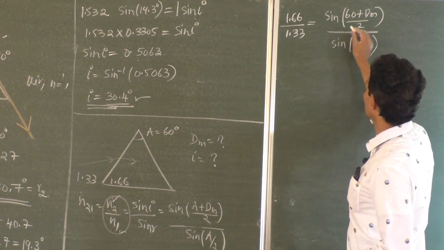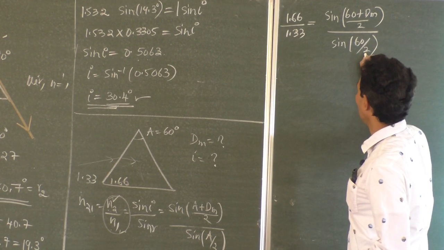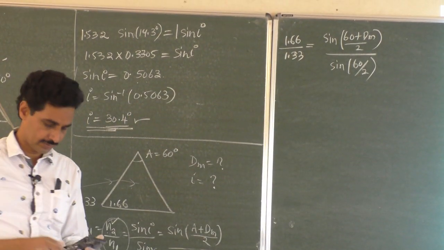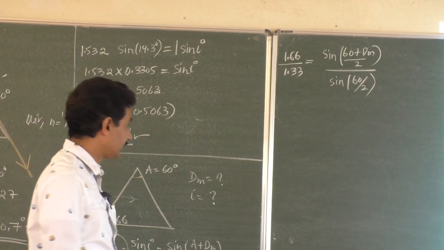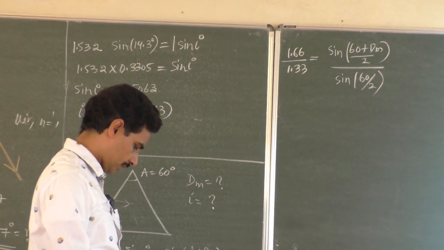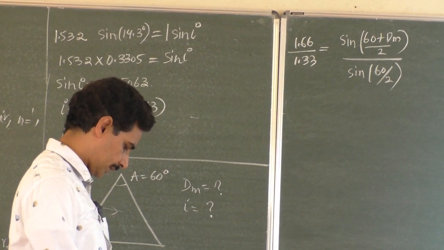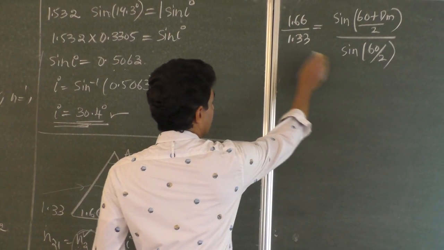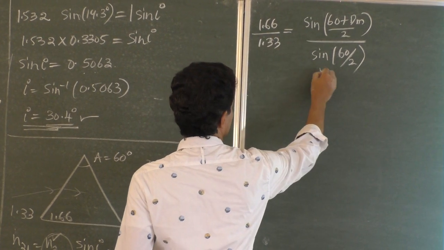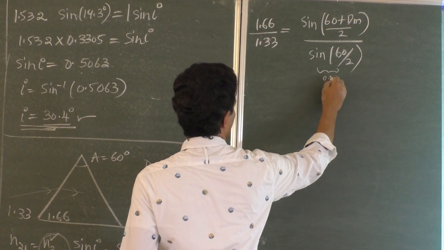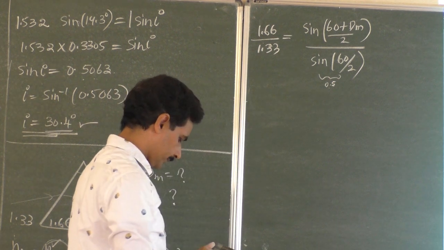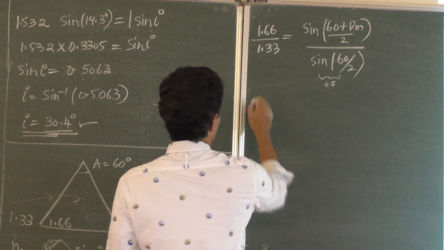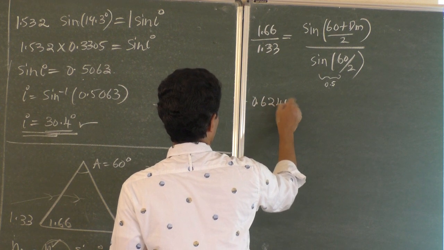So here, of course, this is sin 30, half, I can bring it here. It is a very similar problem, right? We had a second part in one of the previous problems, same type. So what is 1.66 by 1.33? 1.66 divided by 1.33 is equal to 1.248, multiplied by 0.5, because this is half, right? This is 0.5. It is 0.6240, right?